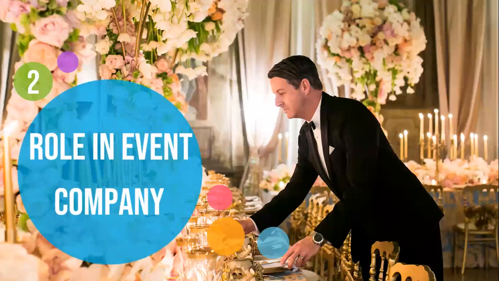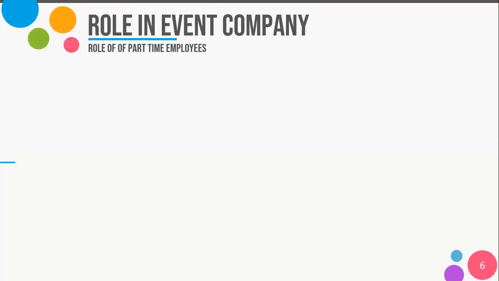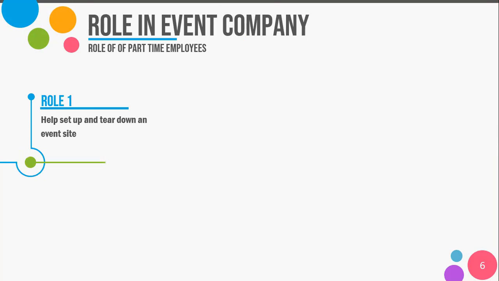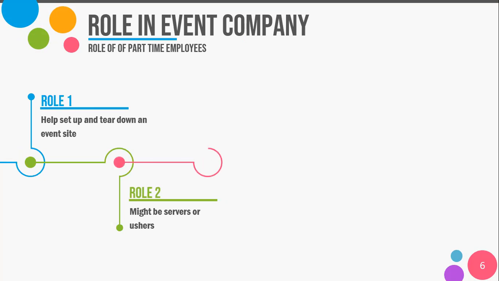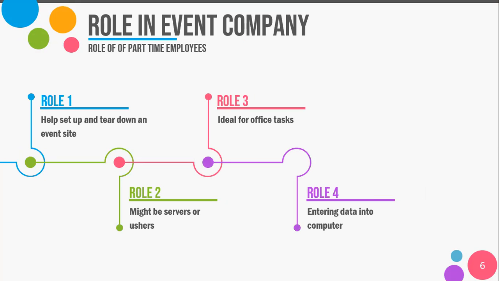What is the role of part-timers, or the employees that you are hiring for an event company? There are mainly 5 roles of a part-time employee in an event company. First and foremost is helping to set up and tear down an event site. They are the ones who do this kind of thing.